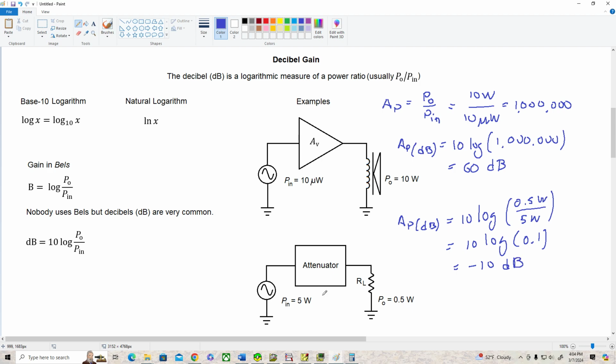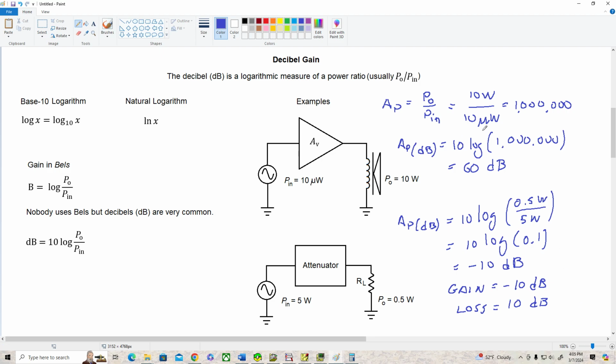So this attenuator has a gain of minus 10 dB. Now we could also say it has a loss of positive 10 dB. So it's a matter of semantics, okay? That the gain equals negative 10 dB and its loss is equal to positive 10 dB. All right, sometimes that can cause a little confusion, but hopefully that makes it clear.